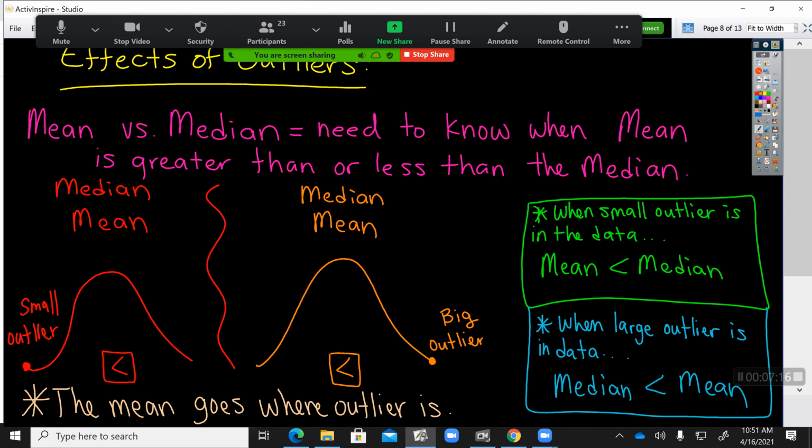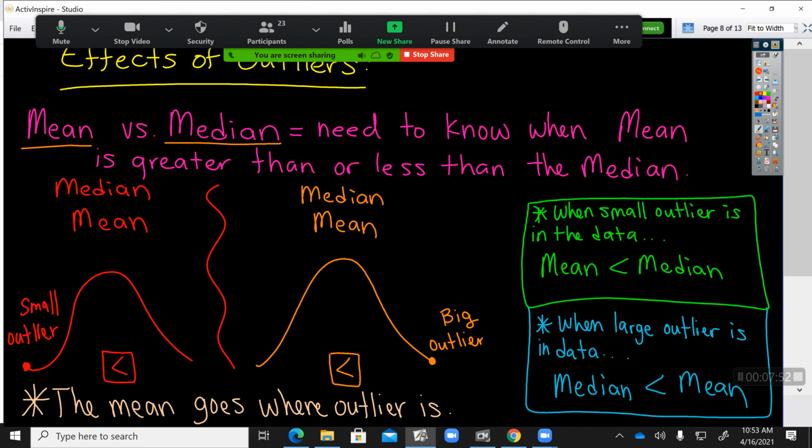Now, the next page, the effects of outliers. In this page specifically, pay attention. Here on this page, we're looking for specifically how an outlier affects the mean and the median compared to each other. So what does that mean? They just want to know that you can verify which one's greater or which one's smaller than the other. So this is what you need to know for any standardized exam. You need to know when the mean is greater than or less than the median.